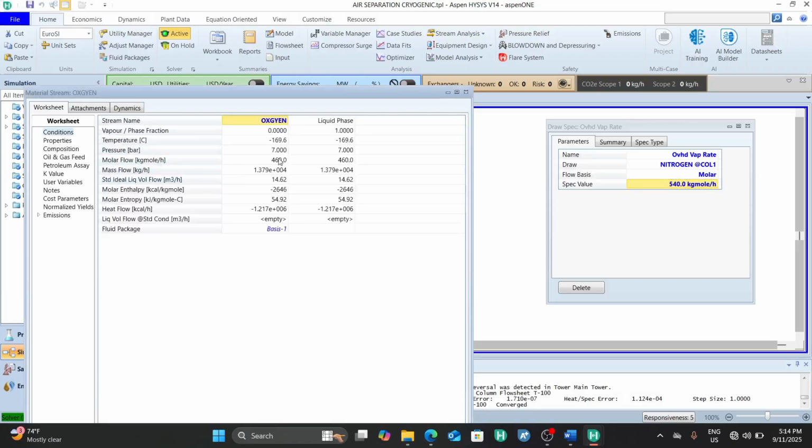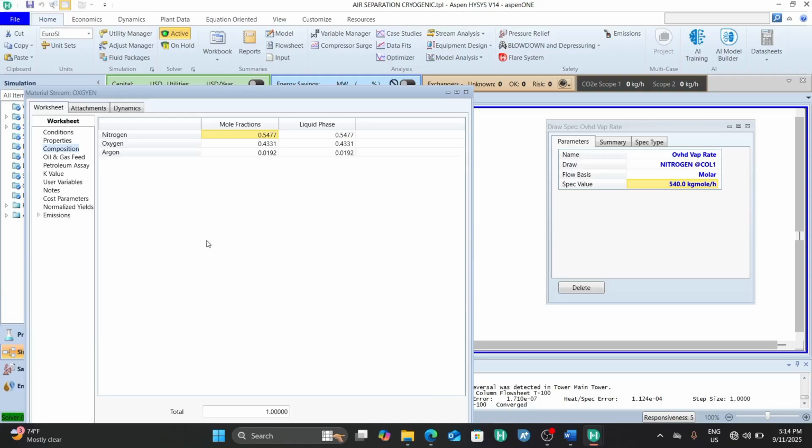540 makes us have 43.31% of oxygen with a flow rate of 460. Right. So 0.4331 times 460 gives us 199.22. Now 199.226 over 209 multiplied by 100 gives us 95.32. Wow, we're still not there.